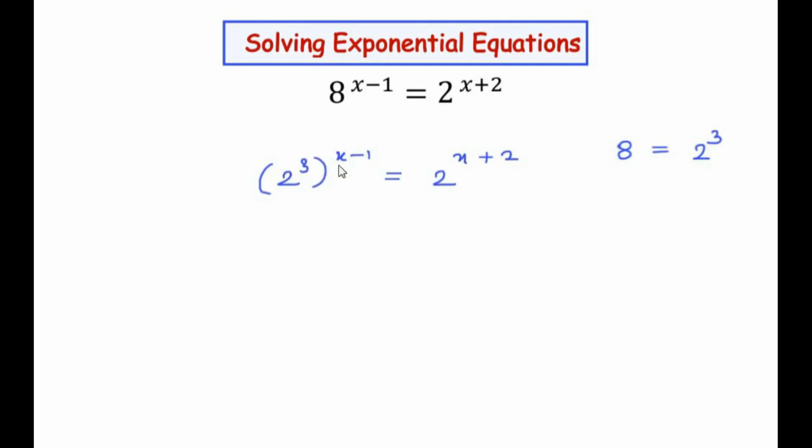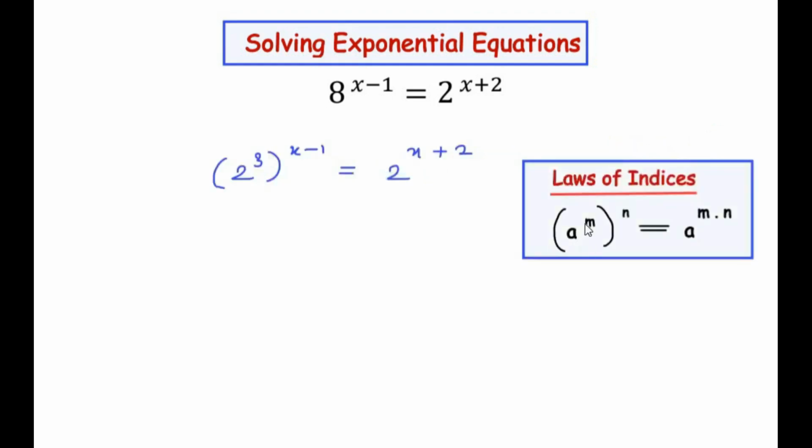Now if we look at the left hand side, we have a power raised to another power, x minus 1. To solve this, we are again going to make use of a law of index: if a is raised to a power of m and it is again raised to a power of n, then the powers are going to multiply with each other. So we get the base as a, but the power becomes m times n. Using the same law, we are going to solve the left hand side.